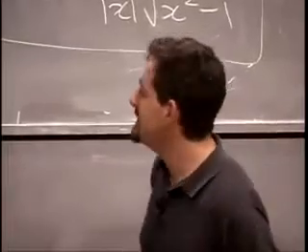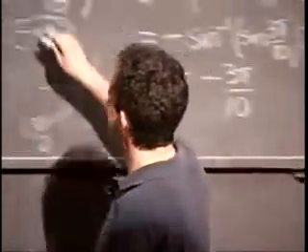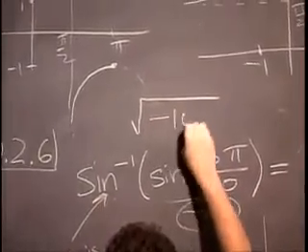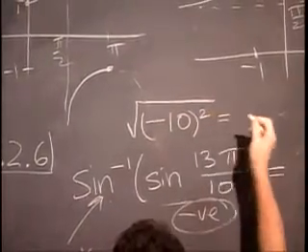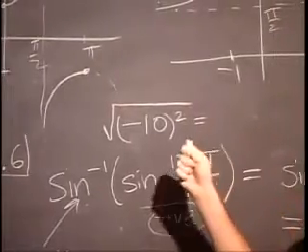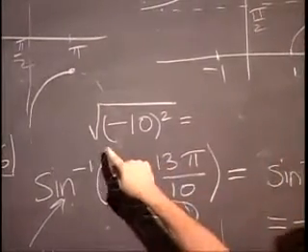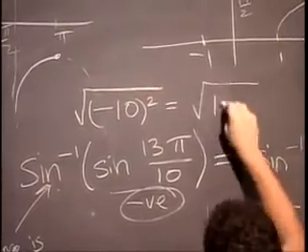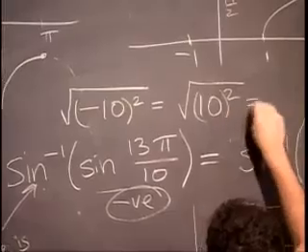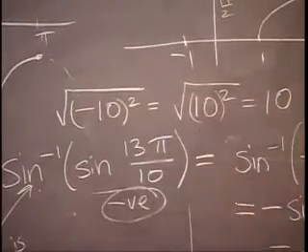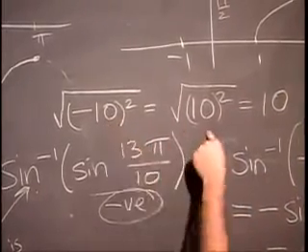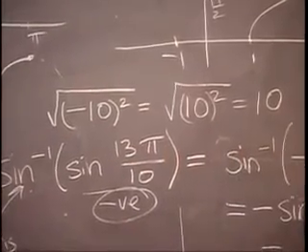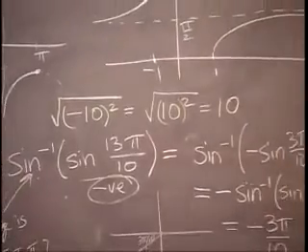In case you think you've never seen anything like this before, this is exactly the same as saying the square root of minus 10 all squared is equal to, well, it's not minus 10, is it? Because the square root's always positive. It cannot be minus 10. Instead, that's the same thing as the square root of 10 squared, which is 10. So I'm doing a similar idea. I'm replacing minus 10 by 10. Here I'm replacing the sine of 13 pi over 10 with the minus sine of 3 pi over 10.